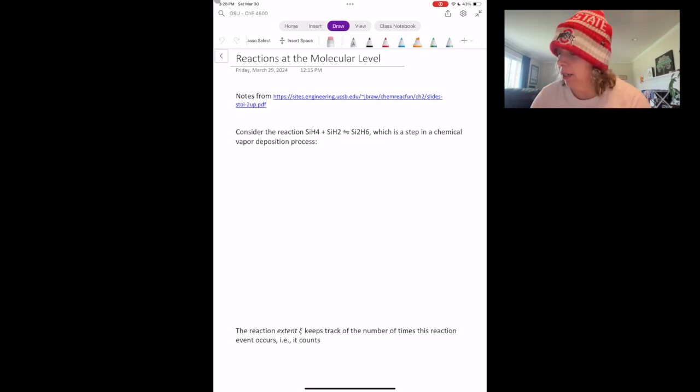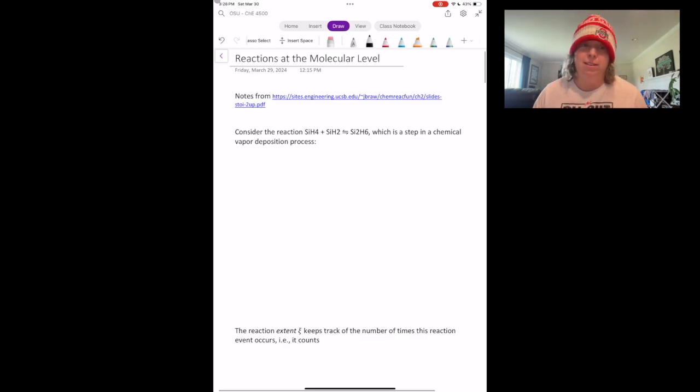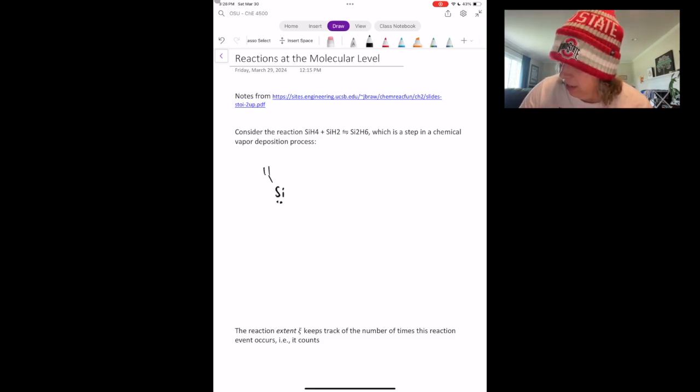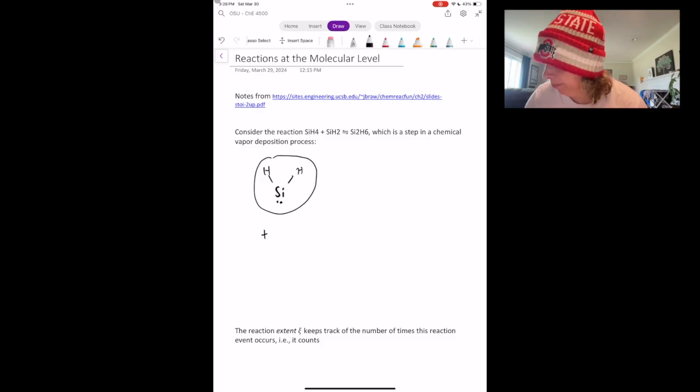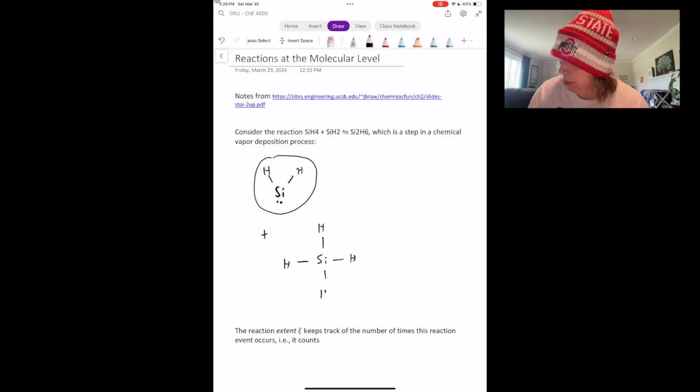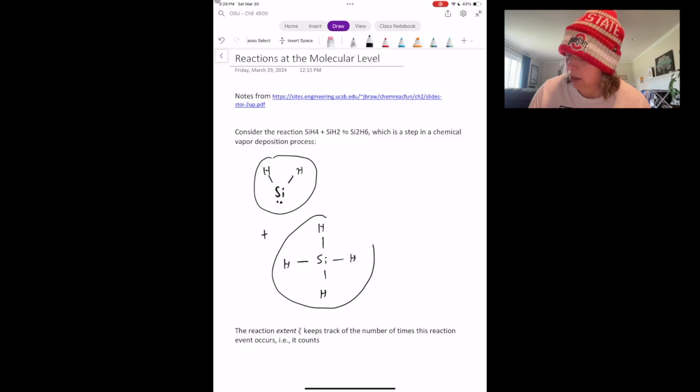So the reaction here, we have SiH4 plus SiH2 goes back and forth to Si2H6. So this is a step in a chemical vapor deposition process. And so let's draw this up. Okay, so we have this SiH2 species, and I'm going to draw it as a sphere, or in this two-dimensional representation as a circle. And then I have an SiH4 species, and I'm going to draw that also as a circle.